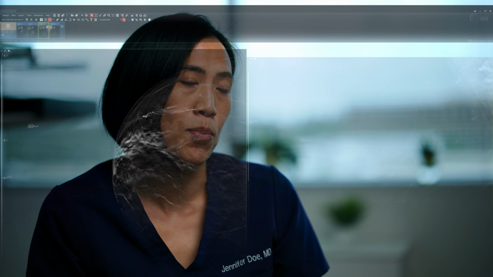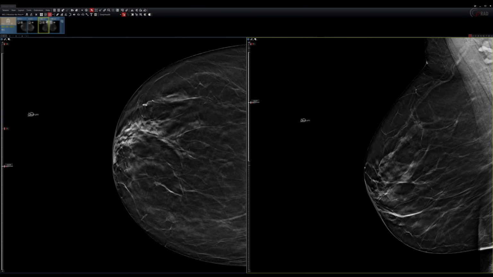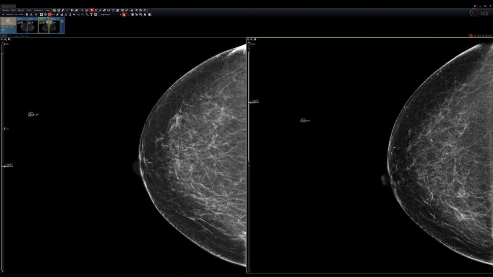We grade density usually by percentage of how much glandular tissue you have in your breast. So if less than 50% of your breast is glandular tissue, then you are considered not dense. If more than 50% of your breast is glandular tissue, then we would consider you dense.